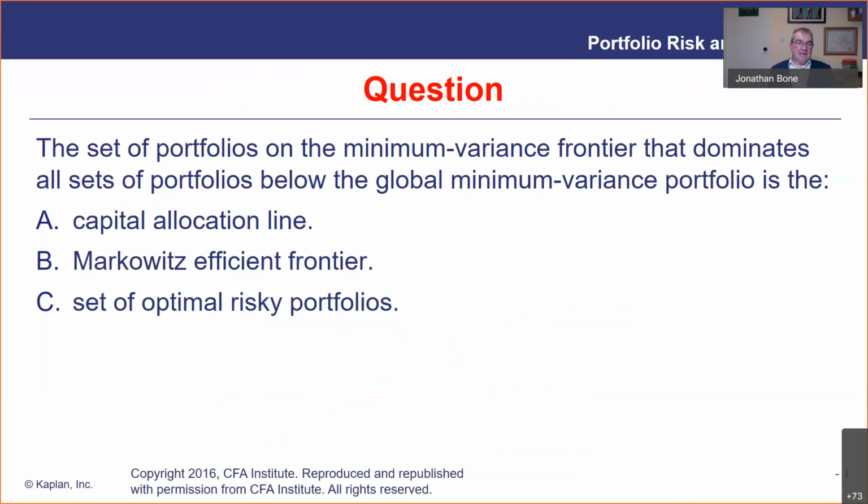Right, okay, so let's have a look at this question. The set of portfolios on the minimum variance frontier that dominates all sets of portfolios below the global minimum variance portfolio is the... Well, the answer is going to be the Markowitz efficient frontier.